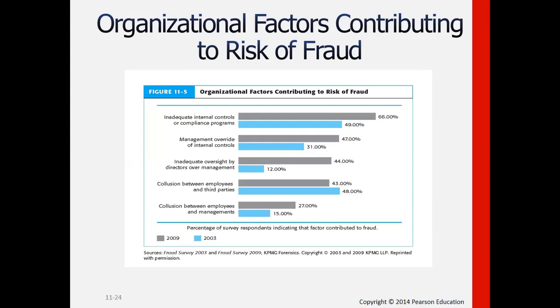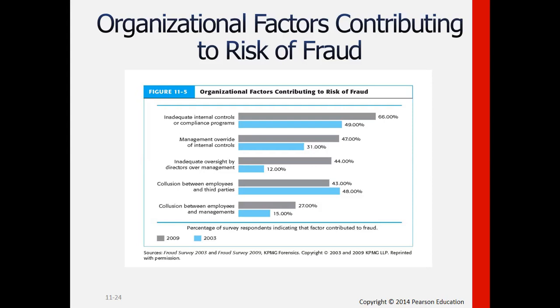We can see here the percentage of survey respondents indicating that the factor contributed to fraud. The gray is 2009, while the light blue or sky blue is 2003. So we can see that from 2003 to 2009, the contribution of the first increased. Also, for management override of internal controls, management can just snap a finger and change whatever internal controls have been put in place in the operations of the business.